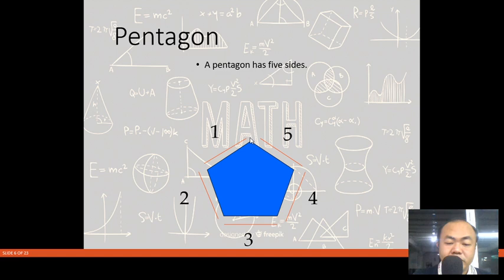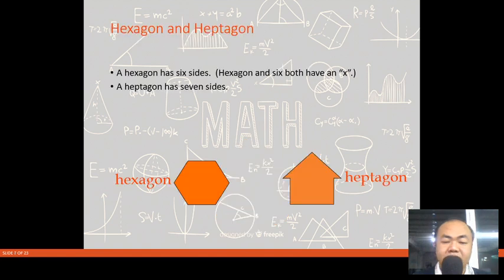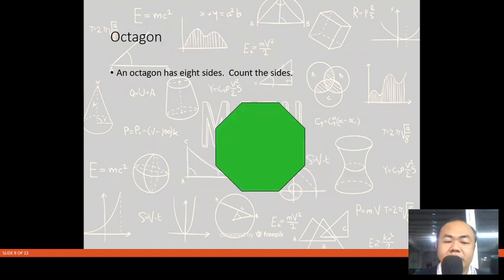Hexagon and heptagon. A hexagon has 6 sides, and a heptagon has 7 sides. So every shape that has 6 sides or 7 sides, we can call a hexagon or a heptagon. Octagon. An octagon has 8 sides, side number 1 until number 8.